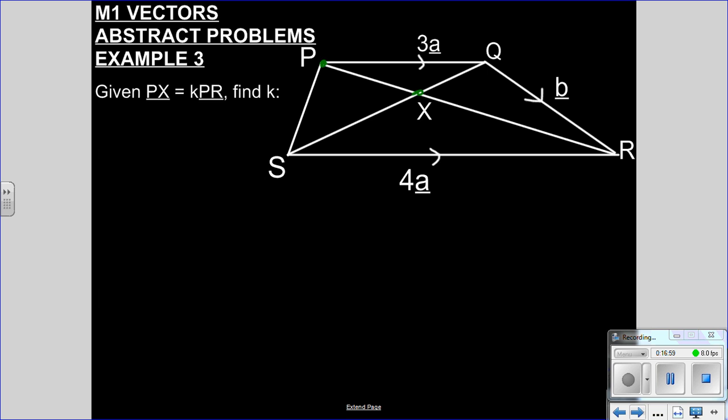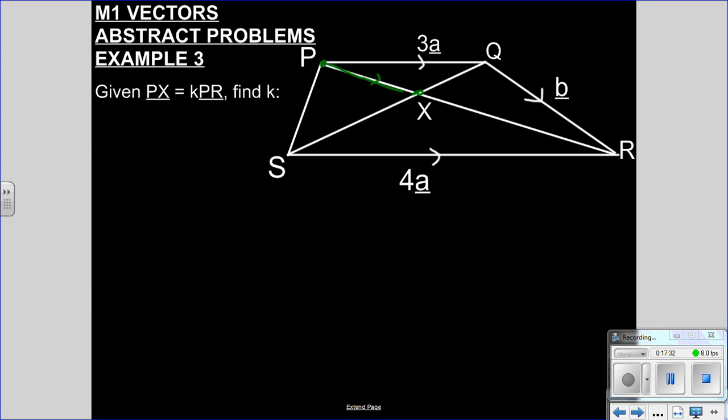Difficult. What's it even mean? It's saying, given that P to X is parallel to P to R, if vectors are multiples of each other, then they are parallel to each other. Do you see? P to X is here. P to R is the whole thing, and this is just one continuous straight line. So it's saying that K is a fraction of P to R. We need to find out what that fraction is. Difficult. Or is it?